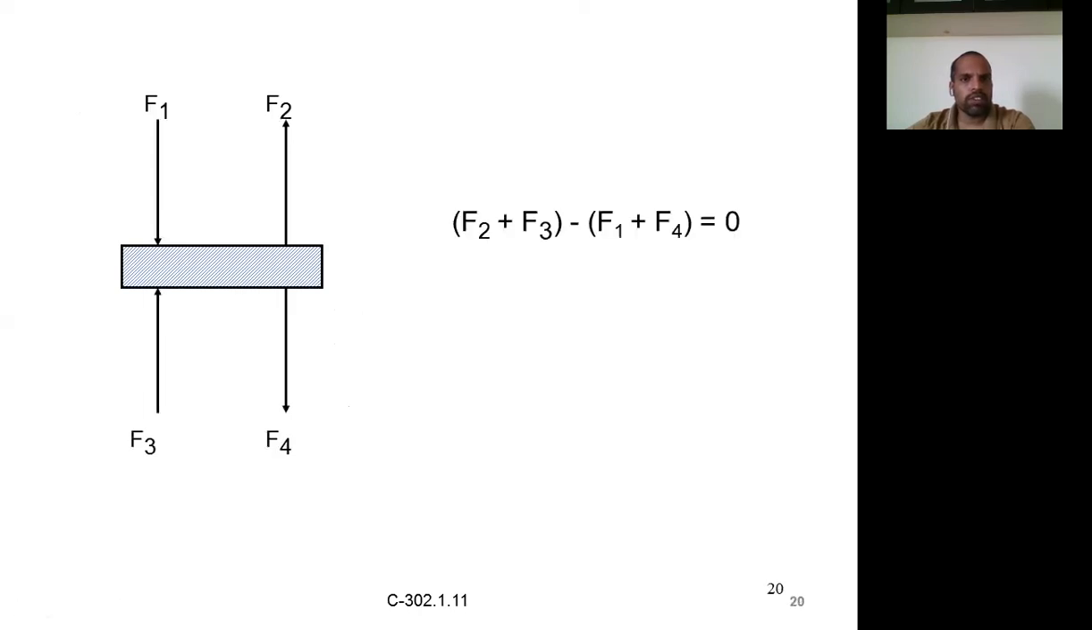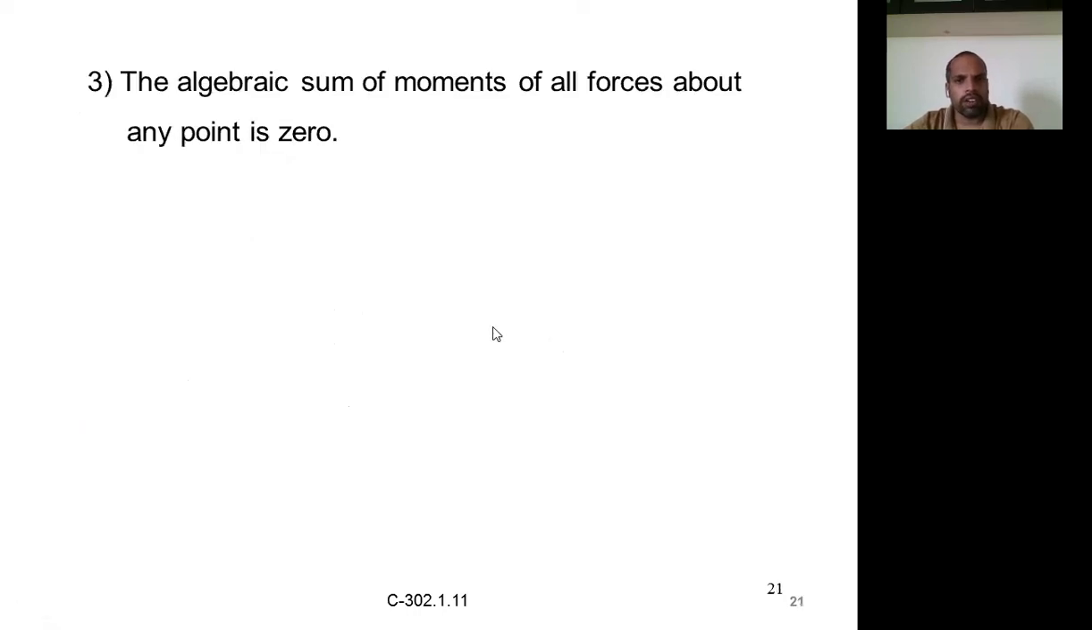For example, if you take this one, these two forces and these two forces are acting. This is acting this side, this is acting upwards. So F2 plus F3 is equal to F1 plus F4. Both shall be equal, then only the body shall be in equilibrium condition. That is about the second one, the sum of the vertical forces equal to 0.